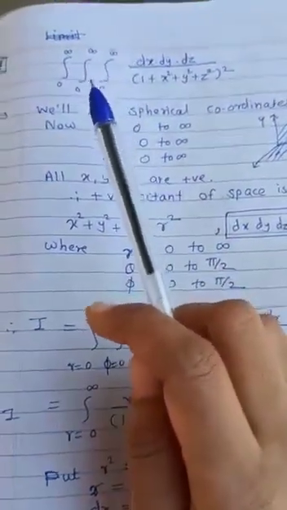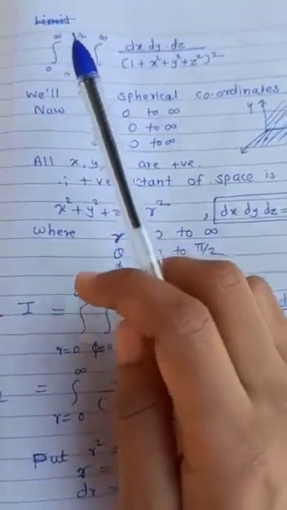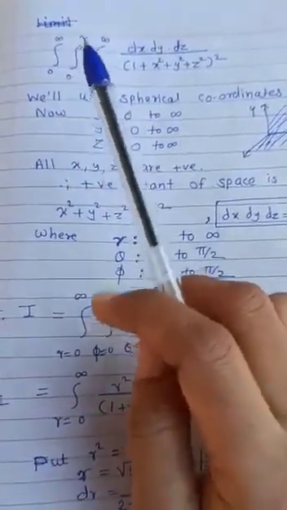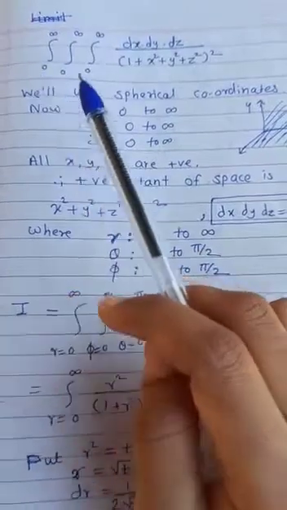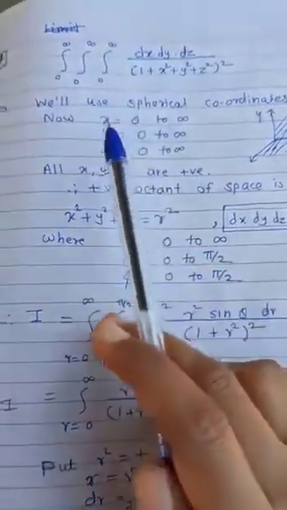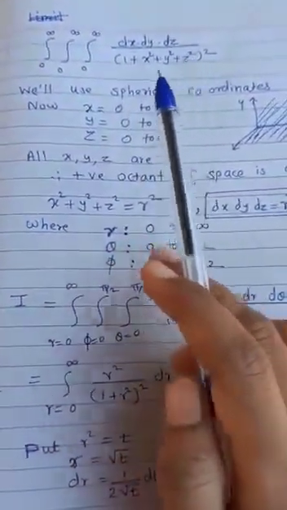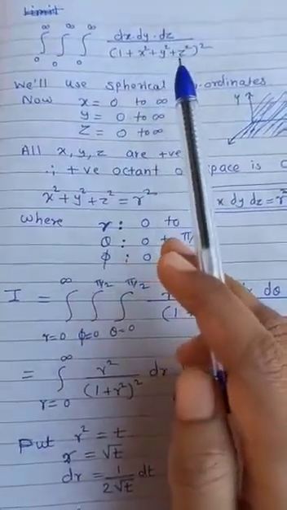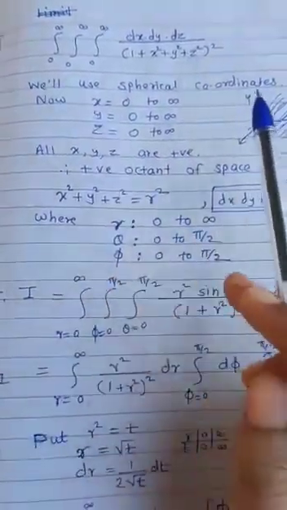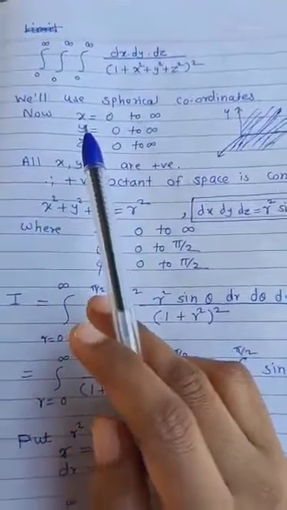Now see the limits. The limits of x, y, z are 0 to infinity. So all the limits of x, y, z are positive, and the function has the form x square plus y square plus z square. So here we'll use spherical coordinates. Now let's check the limits.